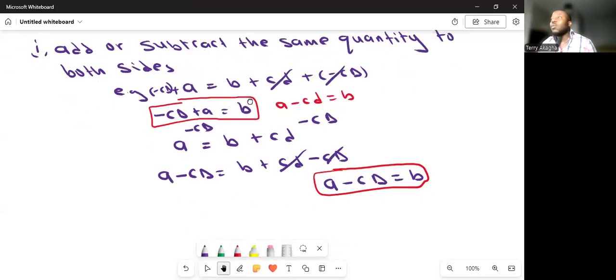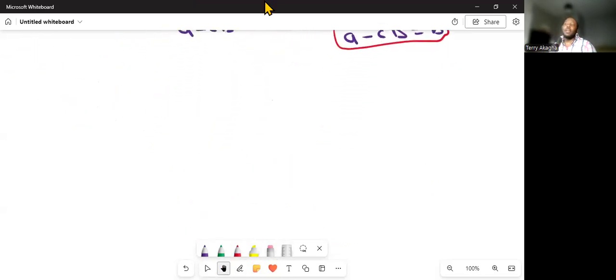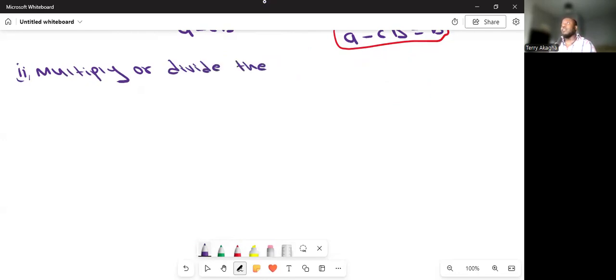Now, the second thing that could happen in some cases is that you might end up having to multiply. So number 2, you might end up having to multiply or divide the same quantity on both sides. Don't worry, we're going to solve several questions on this. It's just for me to write it here. You could multiply or divide the same quantity on both sides.